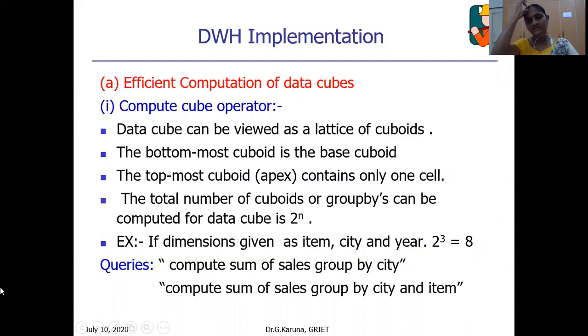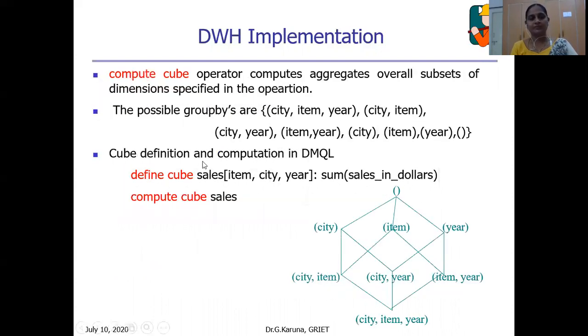For example, the queries are like this. Compute sum of sales group by city. We can implement queries in a data warehouse like this, and compute sum of sales group by city and item. In the first query, only 1 dimension is involved. In the second query, 2 dimensions are involved. Let us see how to write the compute cube operator in order to implement the data warehouse.